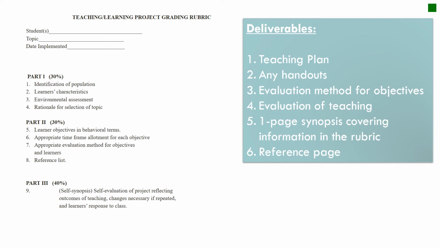We talked about the environmental assessment, and then most important, I also want to know the rationale for the selection of the topic. So I want to know why you chose that topic. Sometimes this part one can be done in one paragraph, sometimes two. It just depends on how much information you're going to give me. So one or two paragraphs of your one-page synopsis is going to cover part 1.